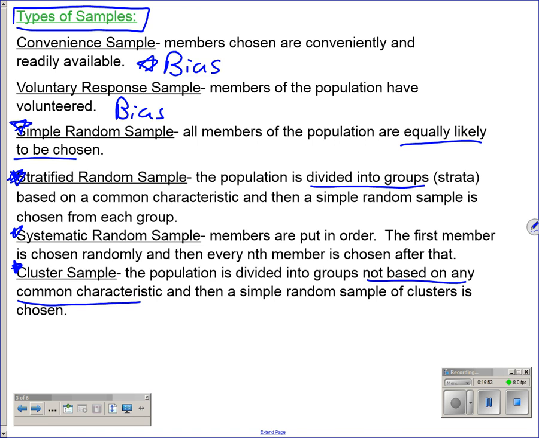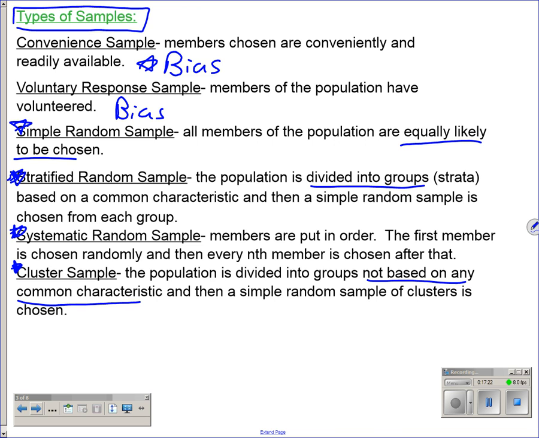All right, and then lastly, the systematic random sample. That one's pretty straightforward. Members are put in a set order, straight line. The first member is chosen randomly, and then every nth number is chosen after that. So, like, I put y'all all in a line. I choose the first person, and then I go every fifth person after that. Systematic random sample. Okay? Questions on those? That's all the ways that you can gather a sample.